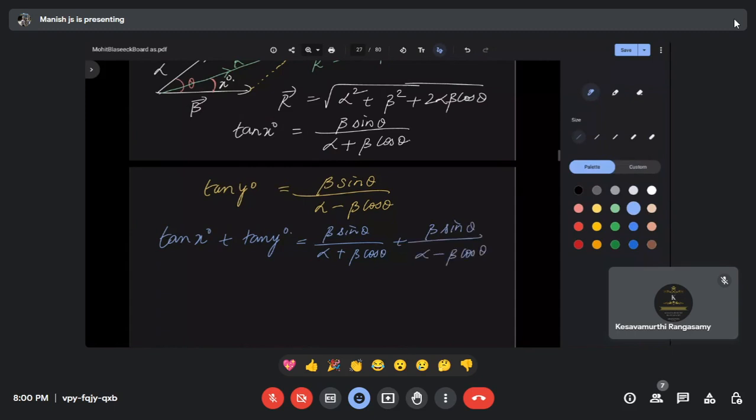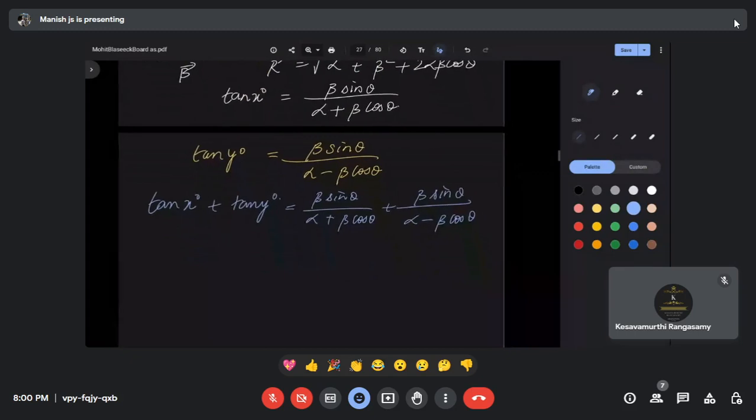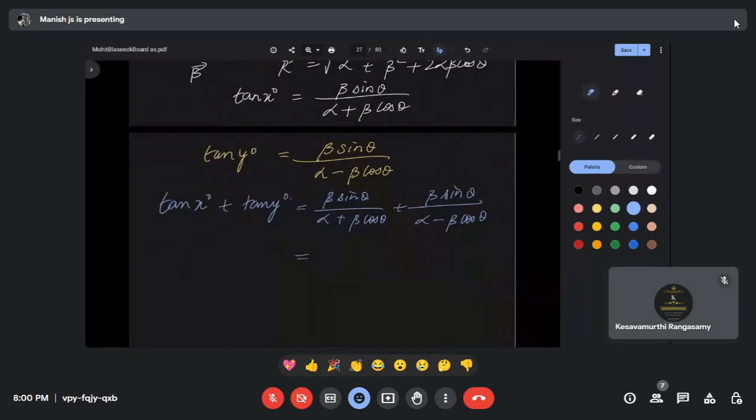Options. Yes, these are the options. Option B. The second option. Yes, correct, it is option B. If you simplify, you will get it. You take the LCM. What is the LCM term? It is of the form A plus B into A minus B, which will fetch you A square minus B square. So alpha square minus beta square cos square theta. I think this is what you will get. And what about the top terms?